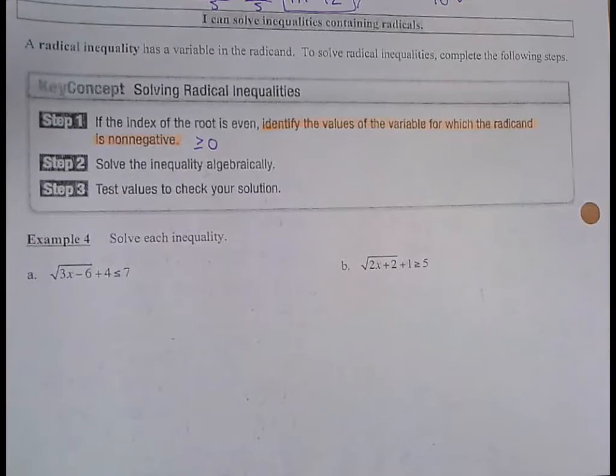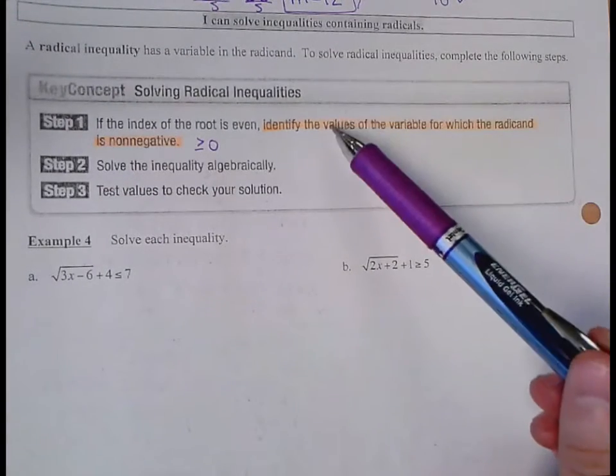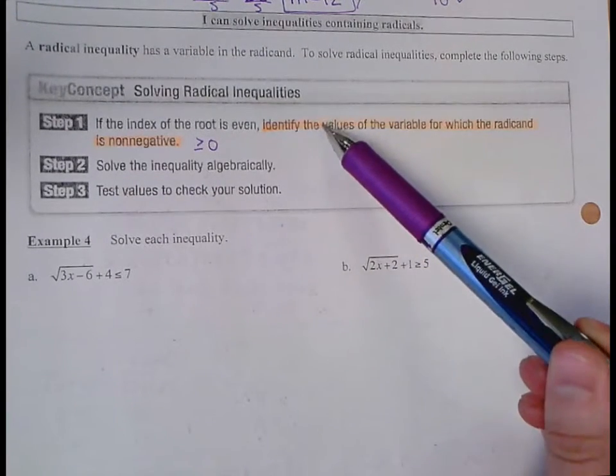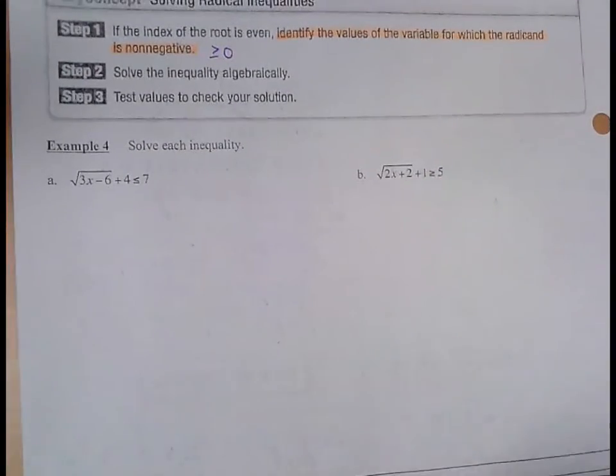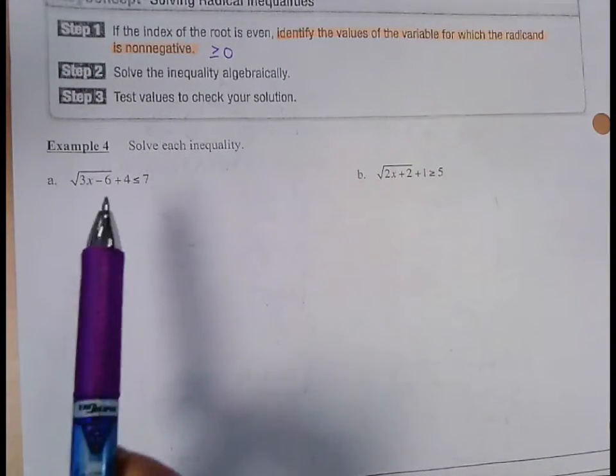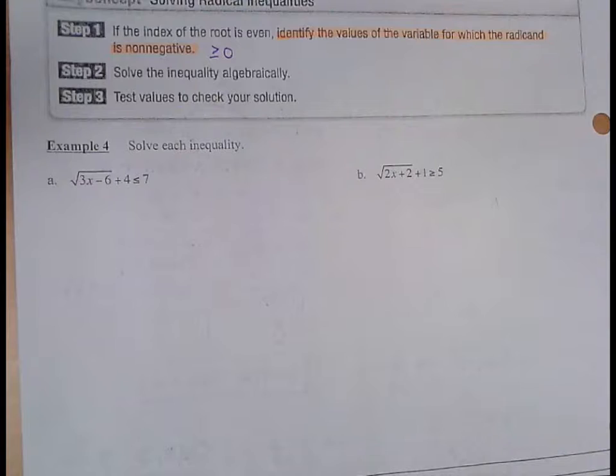And then you solve the inequality just like you would solve the equation, or as if it was an equation. And it says to test values that you can use to check your solution, but what you're doing is putting together the inequality you got from step 1 and the inequality you got from step 2 to get your full solution. So if we look at example A, when you solve, this is where I recommend you start.